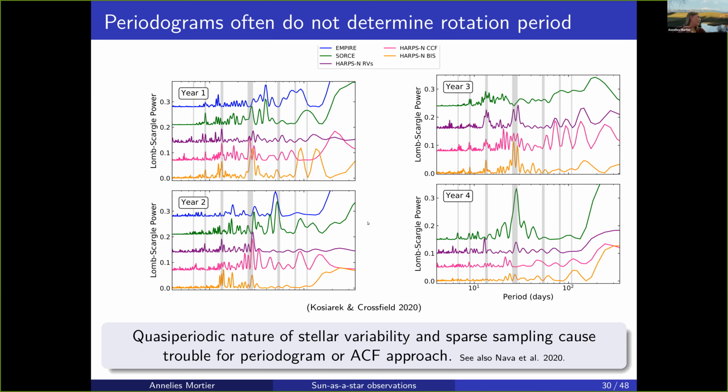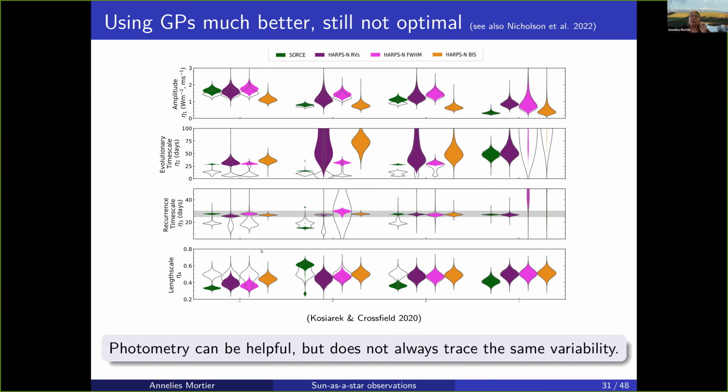Now, in the same paper from Molly, she also looks at what GPs can do. So a lot of us are using GPs when modeling the stellar variability in our radial velocities. So she did that both on the source data, the radial velocities, the full width at half maximum, and the bisector inverse slope, and she let a GP loose on every year of the data sets, the results of which you can see here in these violin plots.